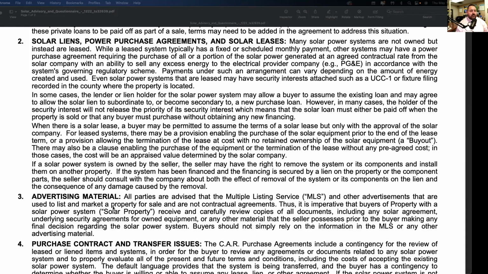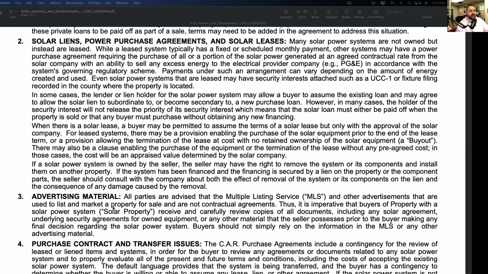Where there is a solar lease, a buyer may be permitted to assume the terms of a solar lease, but only with the approval of the solar company. For lease systems, there may be a provision enabling the purchase of solar equipment prior to the end of the lease term, or a provision allowing the termination of the lease at cost with no retained ownership of the solar equipment. There may also be a clause enabling the purchase of the equipment or the termination of the lease without any pre-agreed cost. In those cases, the cost will be an appraised value determined by the solar company.